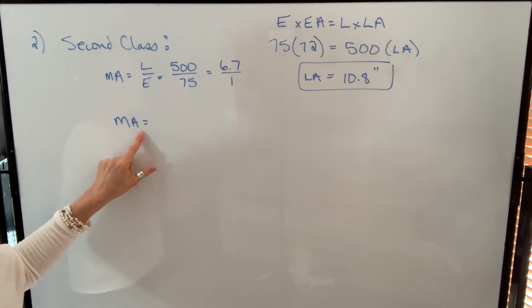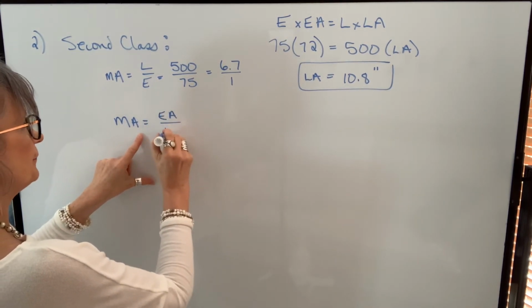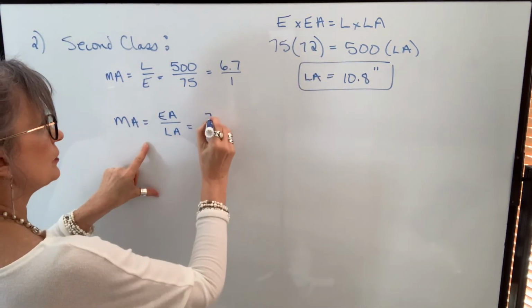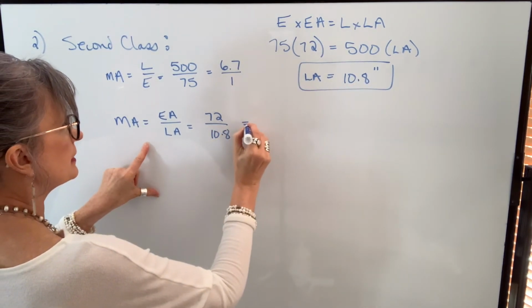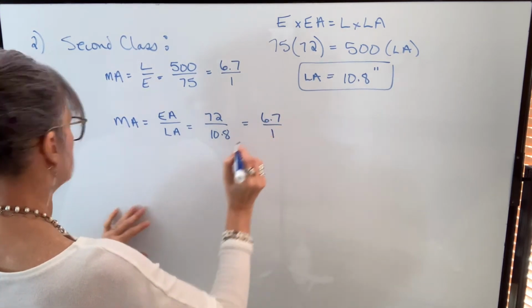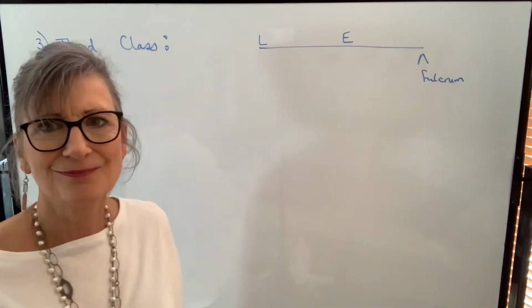We could check the mechanical advantage by taking the ratio of the effort arm to the load arm. So effort arm is 72 inches, load arm is 10.8 inches, and when we do that division, we also get 6.7 to 1. Now let's take a look at third-class levers.